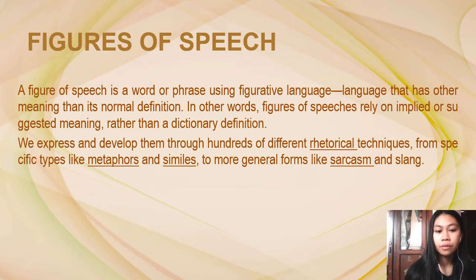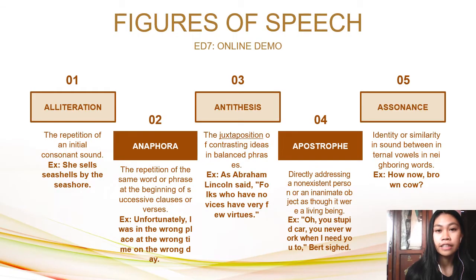So next, we will move on to the top 20. So first, we have alliteration. Alliteration is the repetition of an initial consonant sound. Below is the example: she saw seashells by the seashore. We can see that there is a repeated consonant sound in every word.